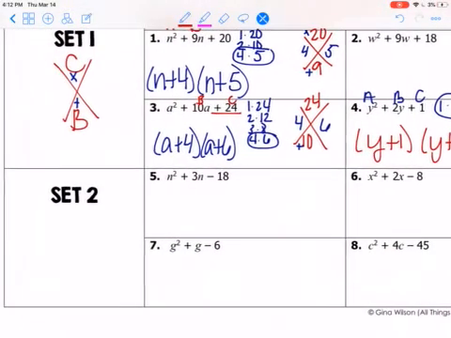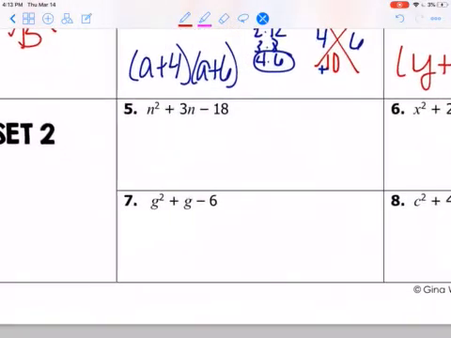The only difference in why it's labeled sets is now we're going to have potentially some negative numbers.